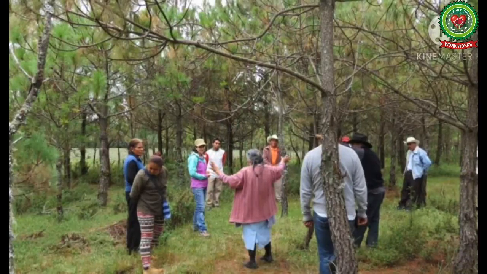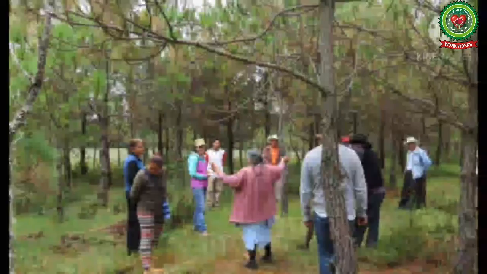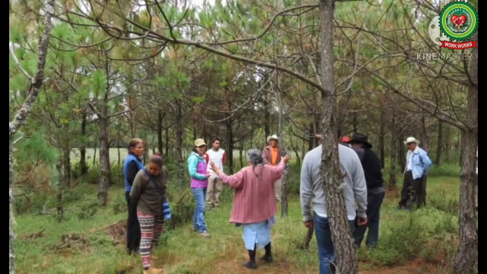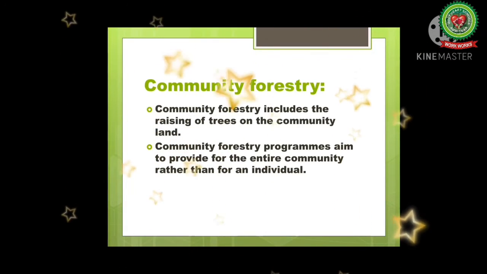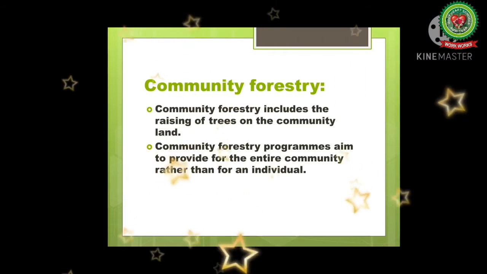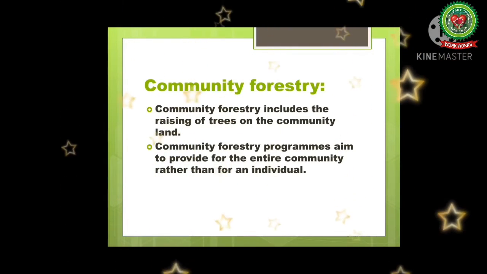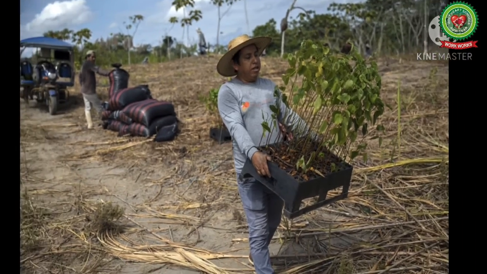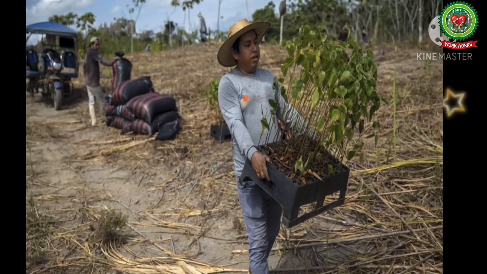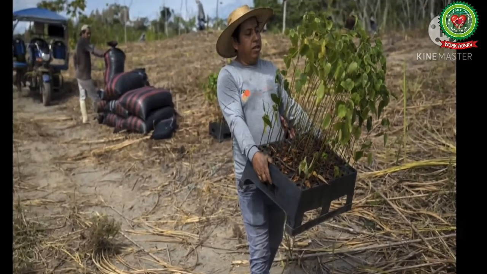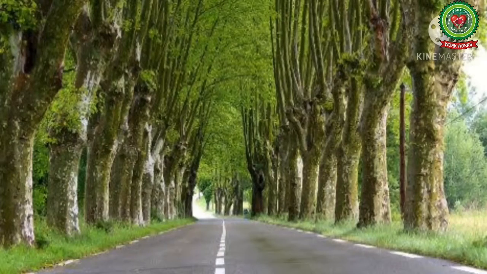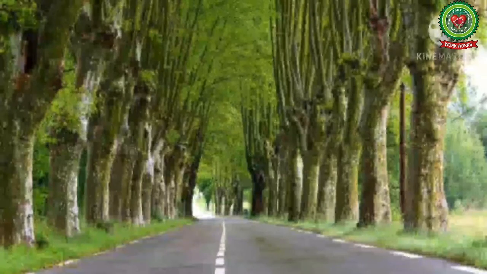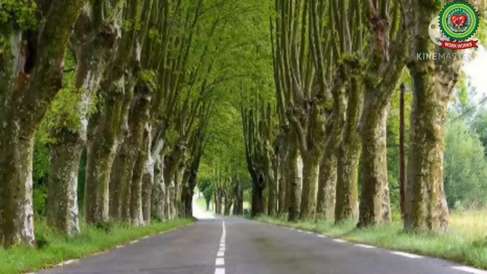All the community forestry programs aim to provide for the entire community, means benefits will be shared by all the members of community rather than for an individual. In community forestry program, the government shares the responsibility of providing seeds, seedlings and fertilizers. But the community has to take the responsibility of protecting the trees. Extension forestry mainly includes growing trees on roadside land, canal banks and railway lines, etc.